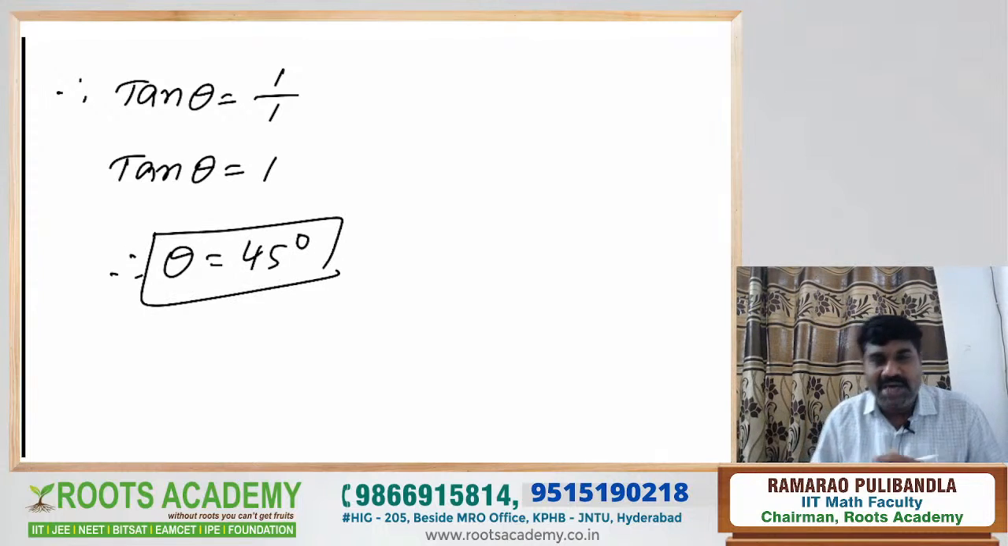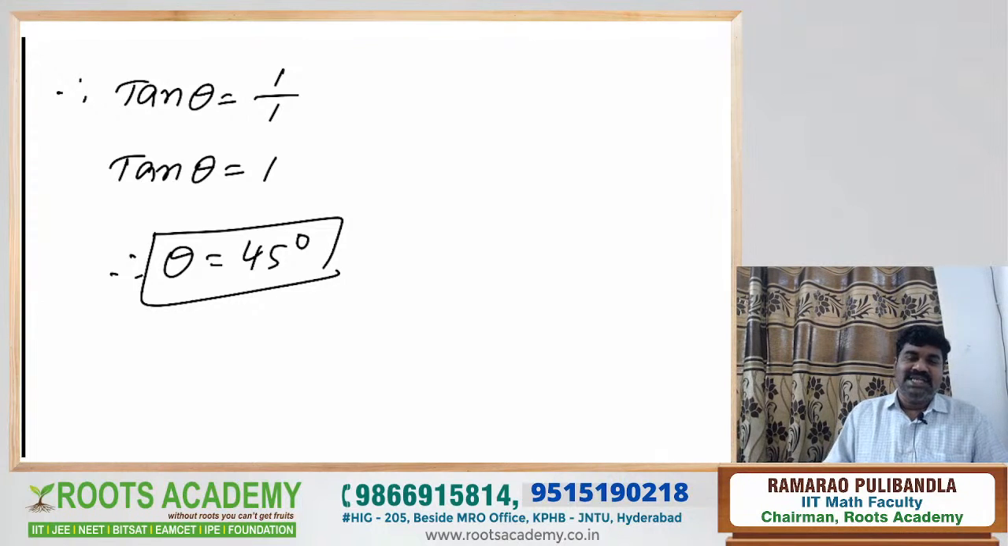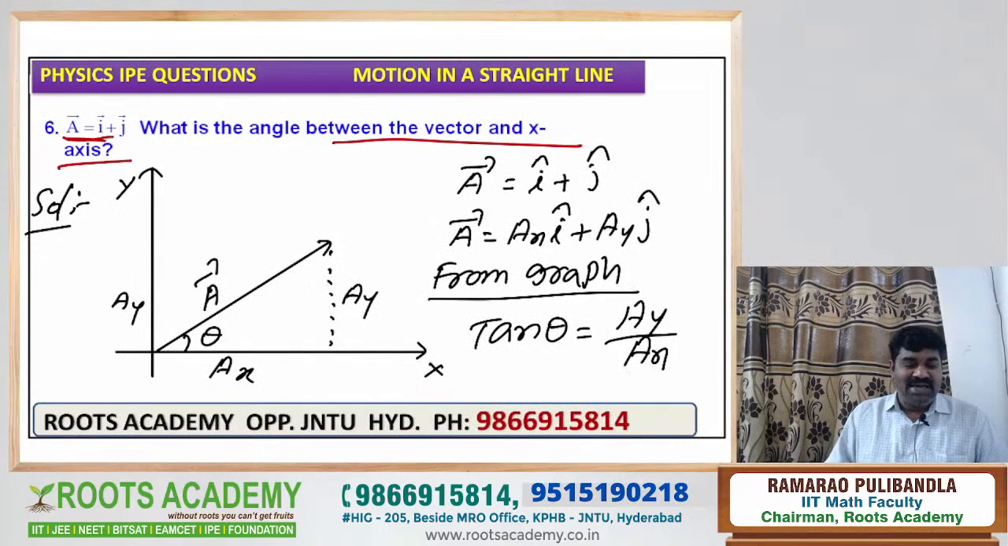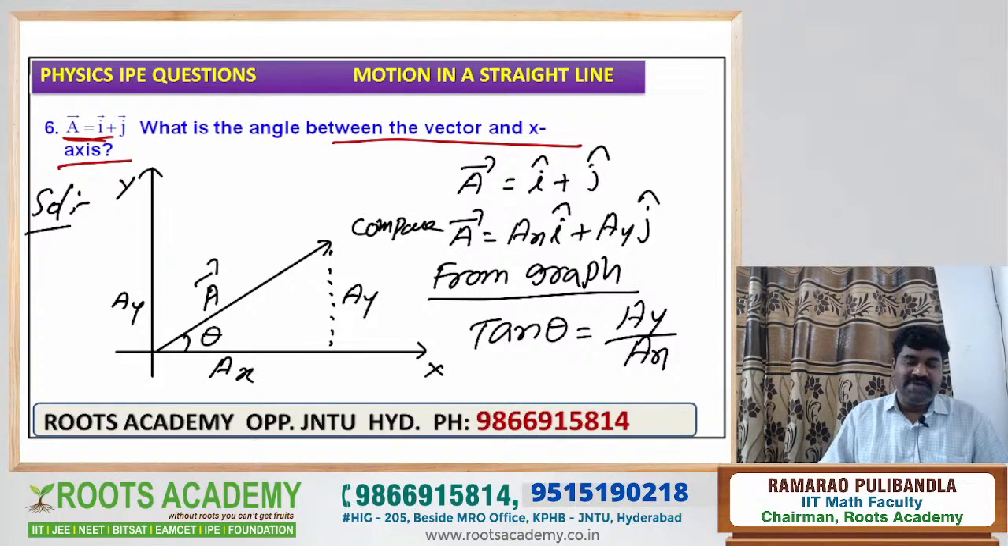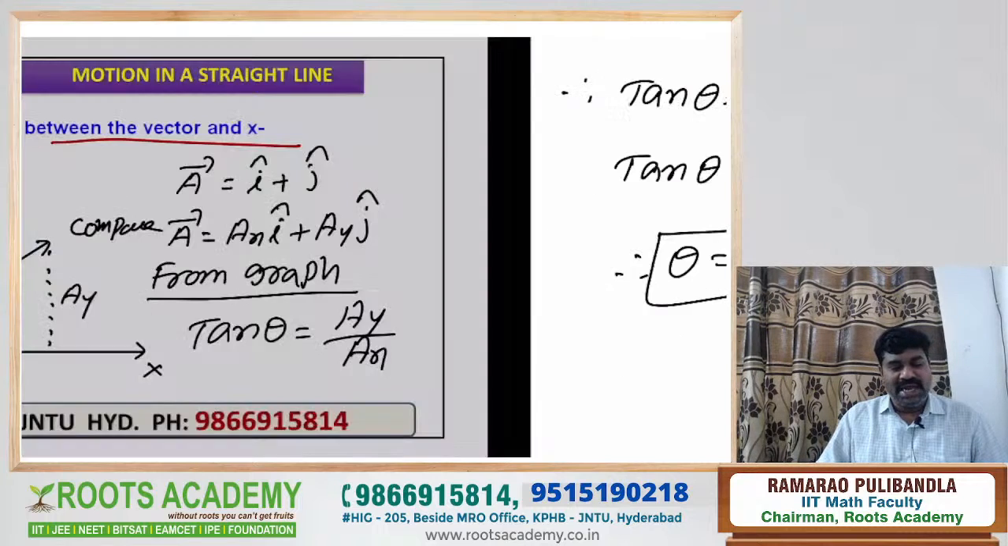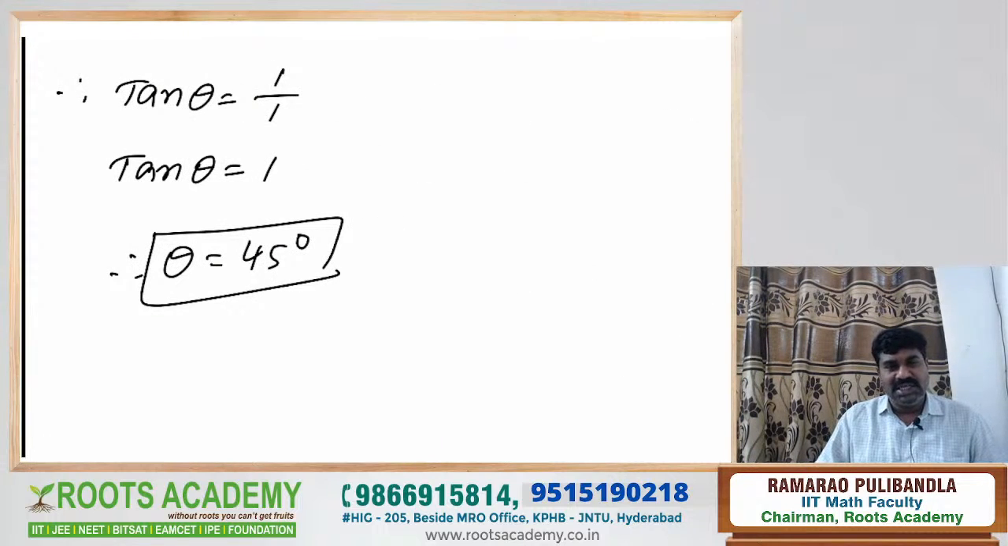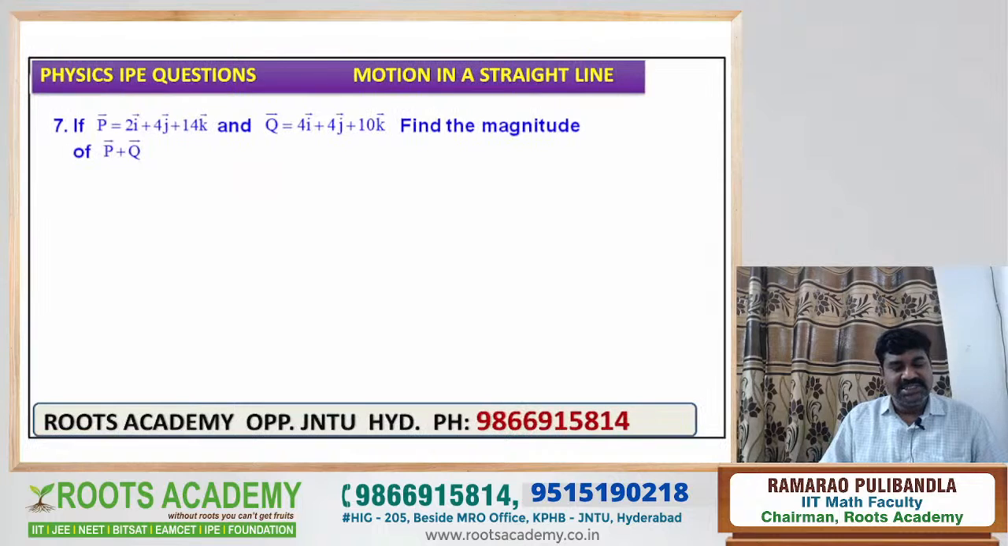What is the angle made by the vector with the x-axis? That is nothing but 45 degrees. tan theta is equal to Ay by Ax. Comparing with A bar equals Ax i plus Ay j, Ax is 1 and Ay is 1. So tan theta is equal to 1, so theta is 45 degrees.